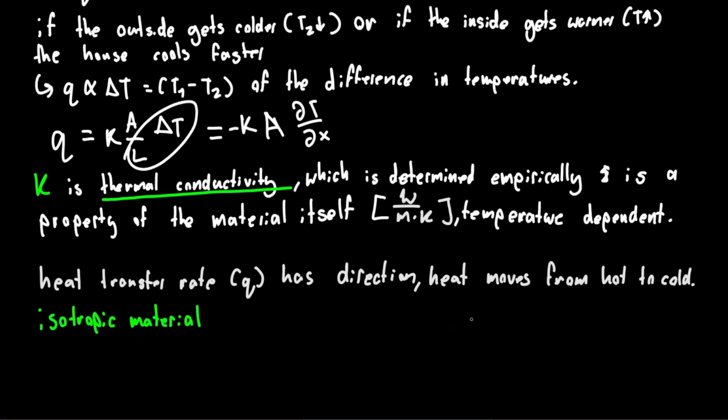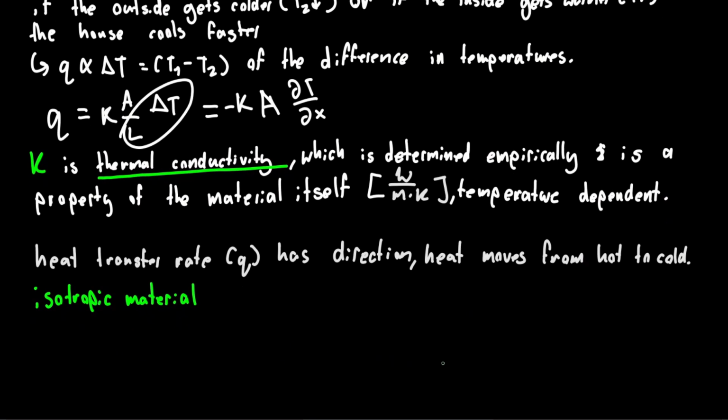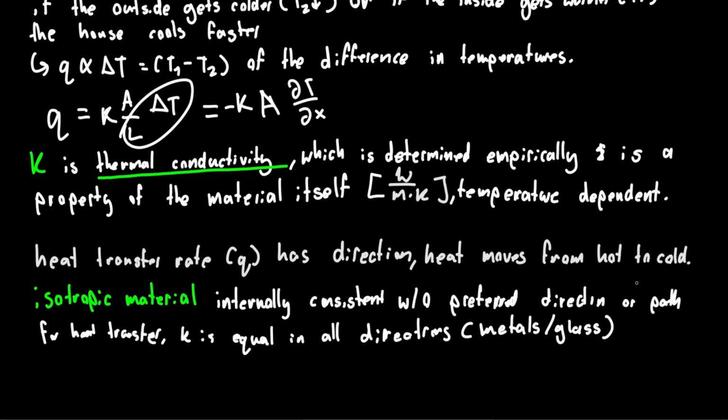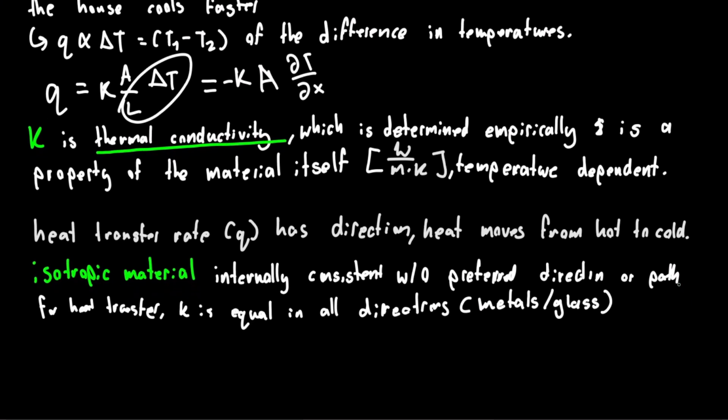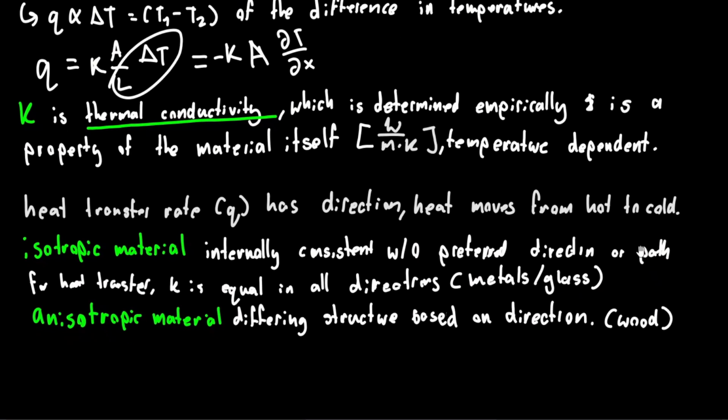When it comes to defining materials, we have isotropic materials, which are internally consistent without a preferred direction or path for heat transfer. So that is K is equal in all directions. This is usually your metals and glasses. And conversely, we have anisotropic materials, which do have inconsistent internal directions when it comes to heat transfer. K is different in different directions, and wood is the go-to example for an anisotropic material.